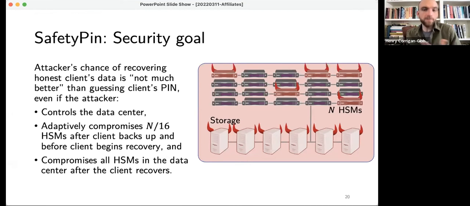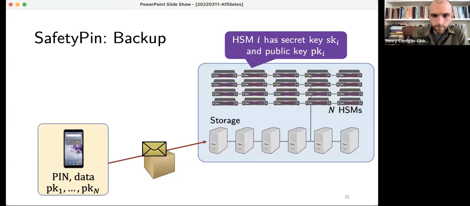And then we're also going to allow the attacker to compromise all of the HSMs in the data center after recovery is completed. So we're imagining the client does this backup and recover, and later on someone comes along and hijacks the entire data center. So even under that super strong threat model, we want to provide the property that the best attack is essentially to guess the client's PIN, which is always possible.